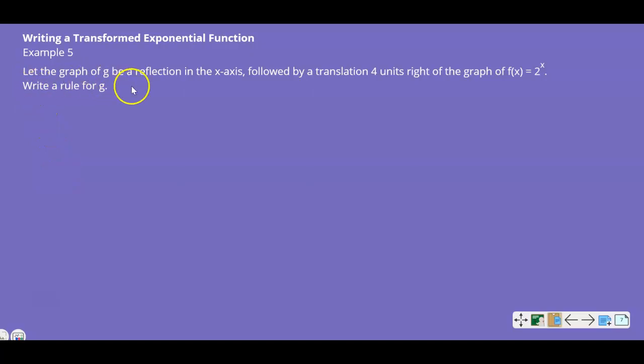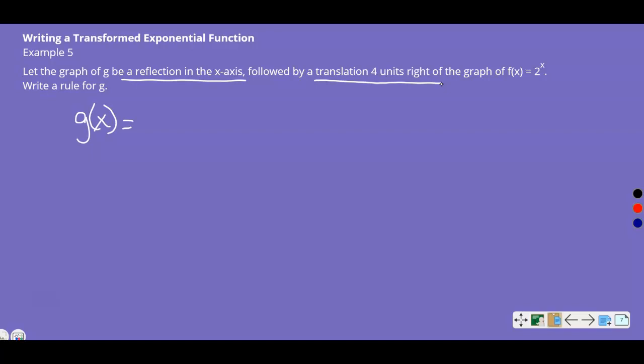Let the graph of g be a reflection in the x-axis followed by a translation 4 units to the right of the graph of f of x equals 2 to the x power. Write a rule for g. All right, so the first thing we're going to do is say we've got g of x, and then we have a graph that's going to be reflected across the x and translated 4 units to the right.